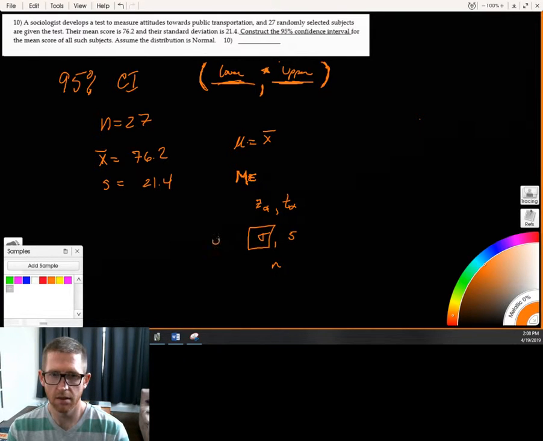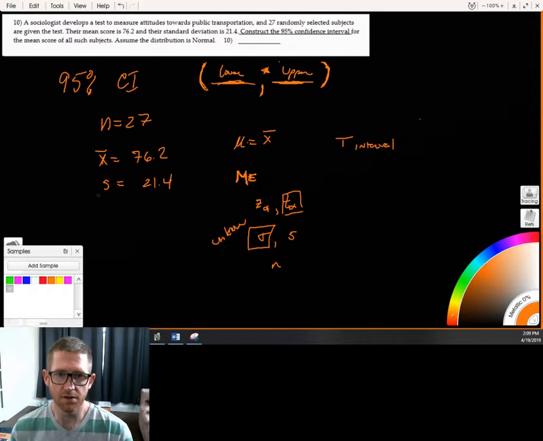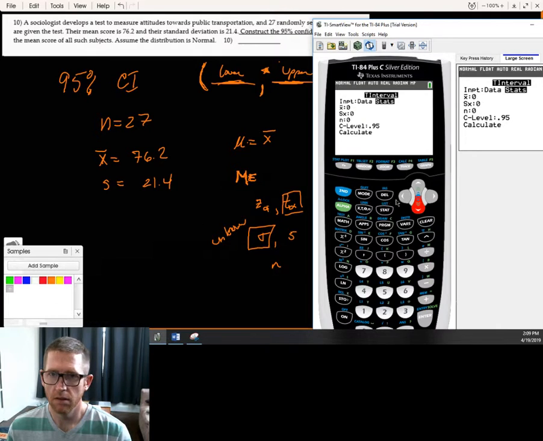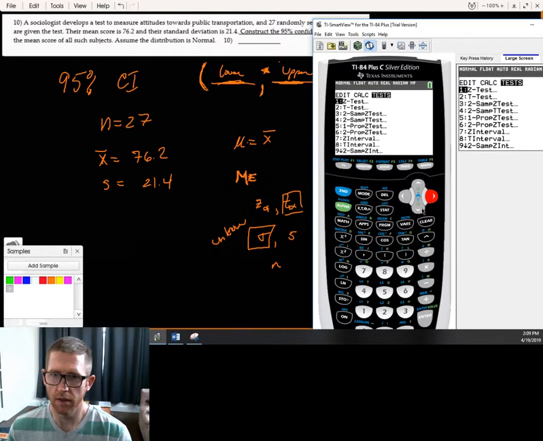In this specific problem, you do not know the population standard deviation. So we need to do a T interval for this mean, 95% confidence interval. There is actually a program in the calculator to run a T interval test for means. It's in STAT TESTS, number 8, TInterval.